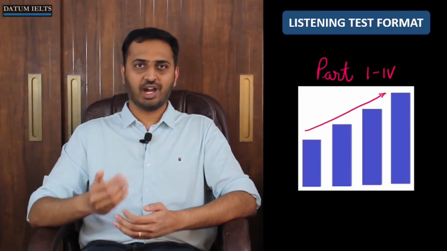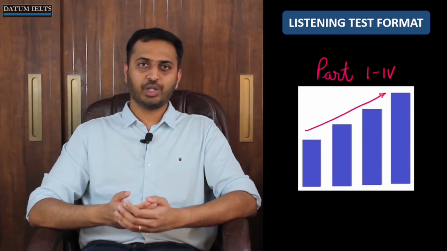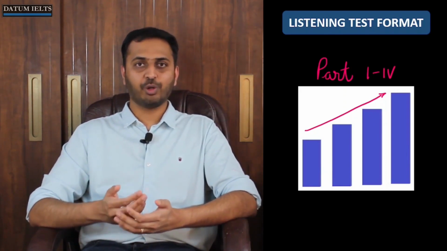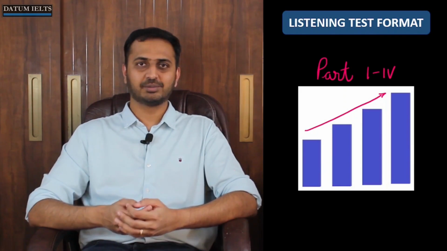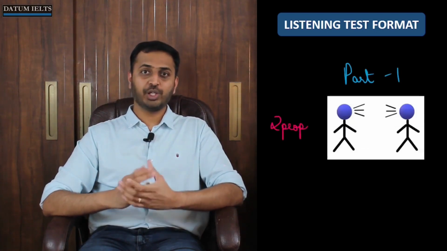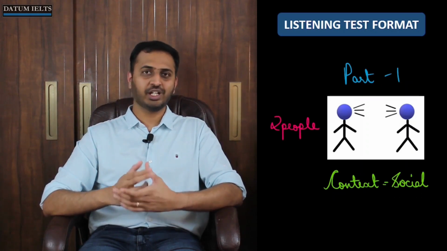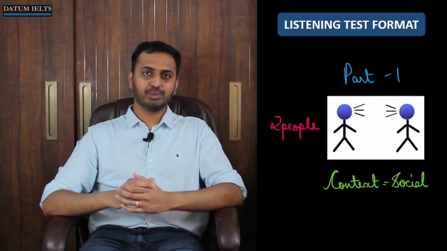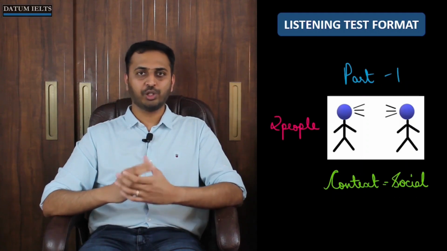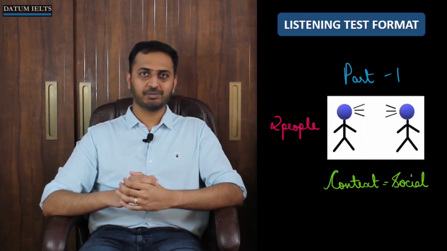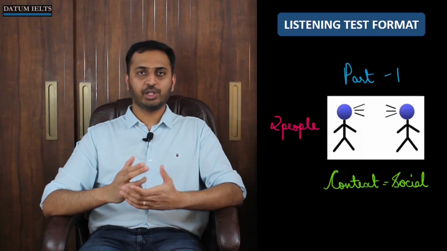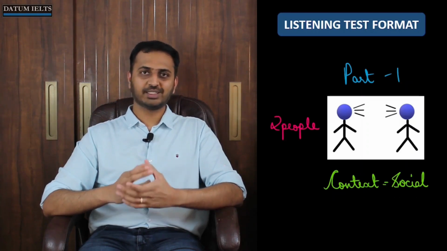Now questions from part 1 to part 4 get progressively hard, which means your part 1 questions are the easiest and part 4 questions are the most difficult. Also, the type of conversation you hear in each part is different. In part 1, you'll hear a conversation between 2 people in a social context. These are simple conversations that you hear in everyday life. For example, you may hear 2 people talk on the phone regarding a reservation. Or you may hear a conversation between a doctor and a patient. Here's an example.